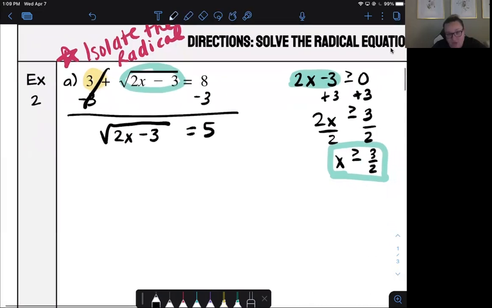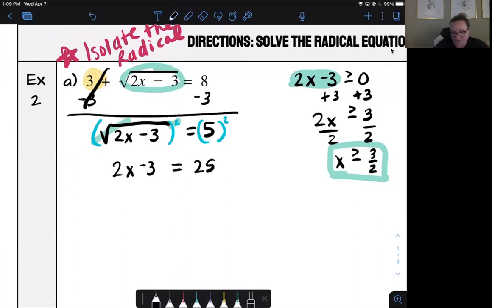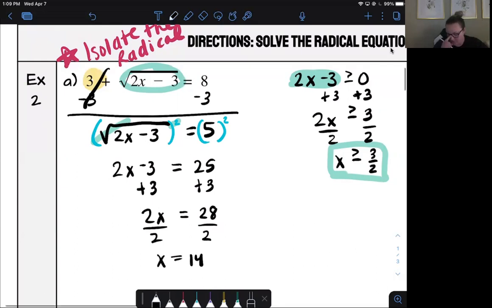Well, now we have a square root equal to something. So once again, even though there's something underneath the radical, we're going to square both sides, because squaring the radical cancels it. So we're going to have 2x minus 3 is equal to 25. Now keep solving from there. Add 3 to both sides. So 2x is equal to 28. Divide both sides by 2. x is equal to 14.